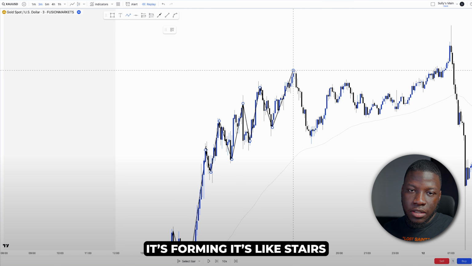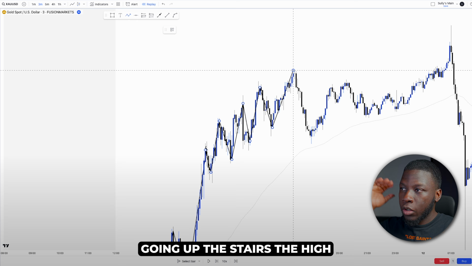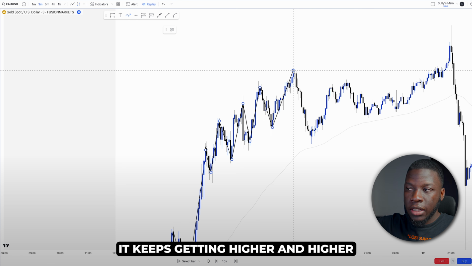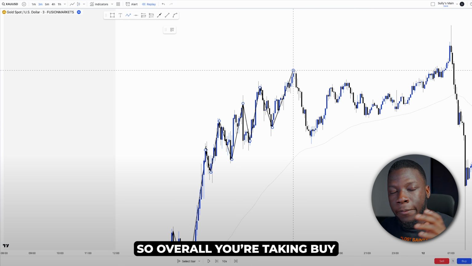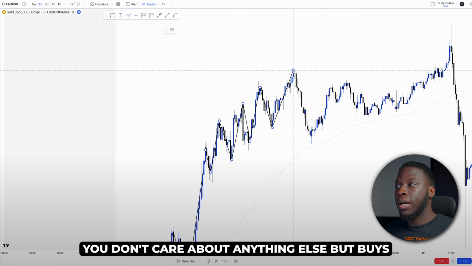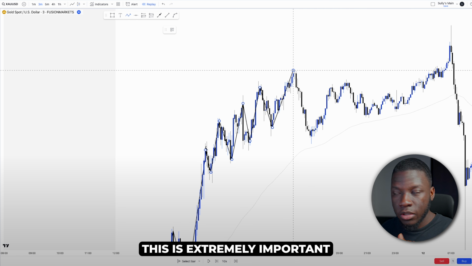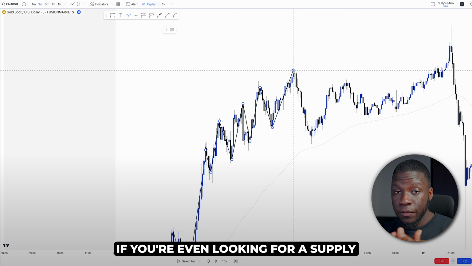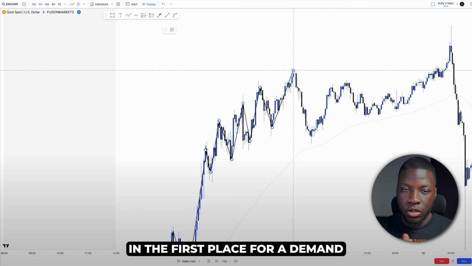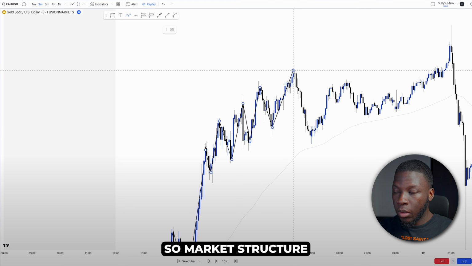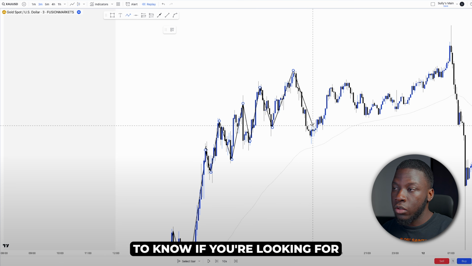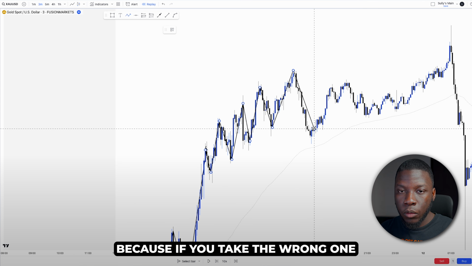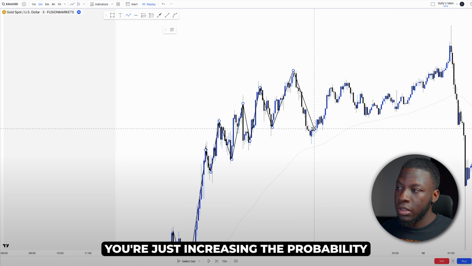It's forming like stairs. That's how I like to look at it. We're going up the stairs, the high keeps getting higher and higher, nice and simple. The low is just getting higher and higher. So overall, you're taking buys. You don't care about anything else but buys. This is extremely important because this is going to determine if you're even looking for a supply in the first place or a demand. Market structure is going to be the foundation to know what you're doing in the first place, to know if you're looking for supply or demand. Because if you take the wrong one, you're just increasing the probability of you losing, right?